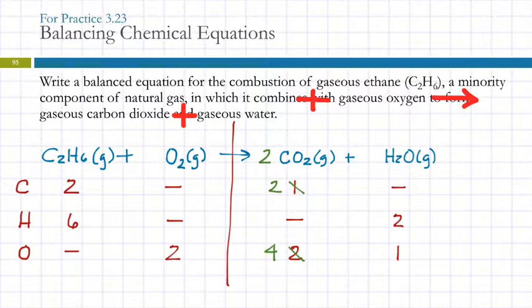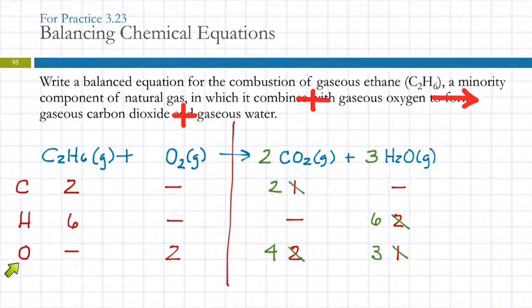Now I'm going to look at hydrogen. Are the hydrogens balanced? No. I have 6 on the left and 2 on the right. How do I make a 2 into a 6? I multiply by 3. So I'm going to put a 3 here. That changes the 2 to a 6, and it changes the 1 to a 3. I am multiplying these numbers by the coefficient that I wrote up there. So 3 water molecules, there are 6 hydrogens and 3 oxygens. So my hydrogens are balanced. I did not change the carbons, so that's fine.